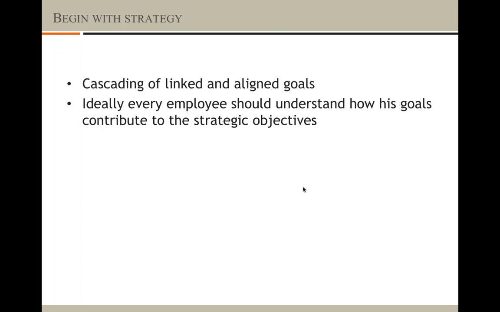So that's the agenda for today's class. Okay, so why do we begin with strategy? Why do you think strategy is important for aligning our goals with it? And why should organizational goals be linked with team goals, and team goals linked with individual goals? So why is that level of cascading important?